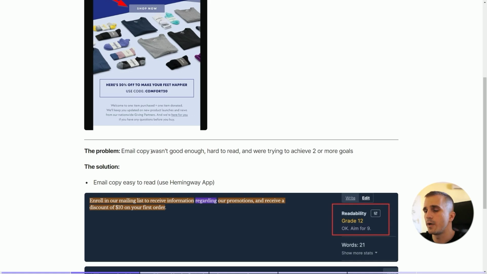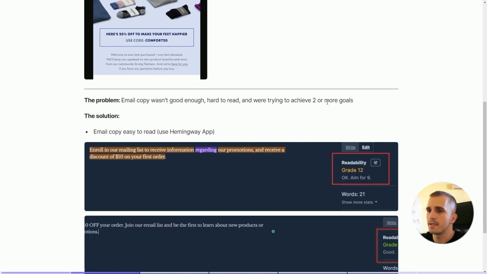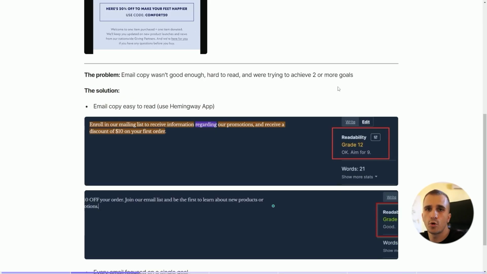Then the second thing regarding the email structure and the emails is that their email copy was not good enough. It was hard to read and they were trying to achieve two or more goals. So what we have done with their emails is that we have made their copy easy to read, and this is very important because most of your customers just open your emails and they just want to scan your email. They don't want to read a long text. They just want to see if there's something for them in there. So for that reason, you need to make your copy easy to read.